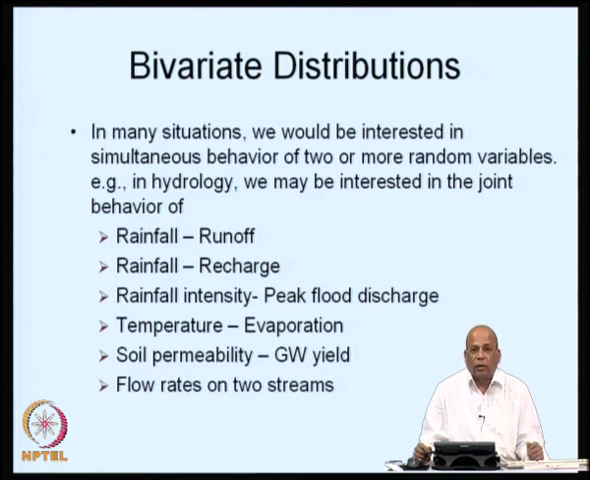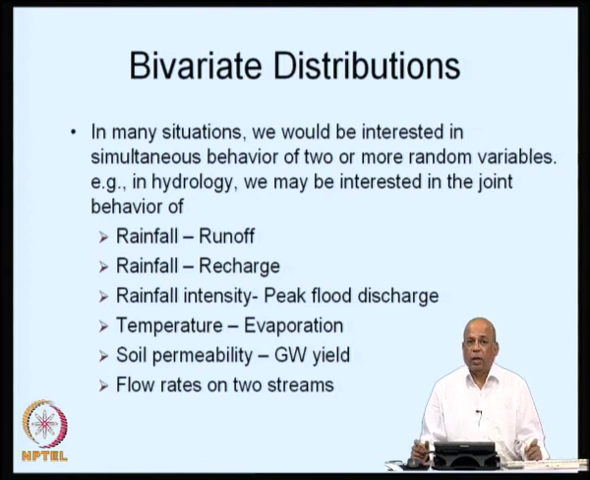Typically, the examples are that runoff in a watershed may be related to rainfall, is in fact related to rainfall, and rainfall is a random variable, runoff is a random variable. So, we would be interested in the simultaneous behavior of rainfall and runoff, or rainfall and the groundwater recharge. Groundwater recharge is a random variable, which is also governed by rainfall in some sense, and rainfall is a random variable. So, we would be interested in the joint variations of rainfall and groundwater recharge.